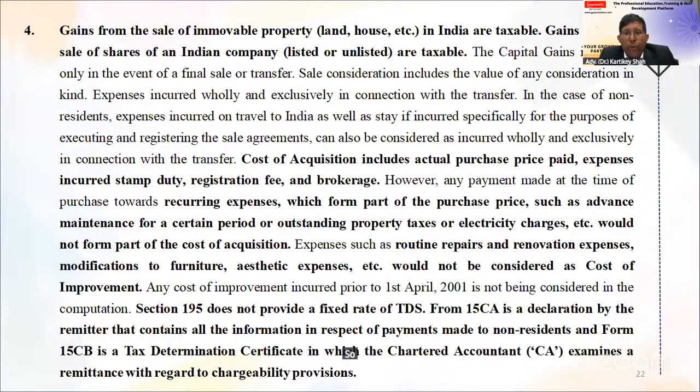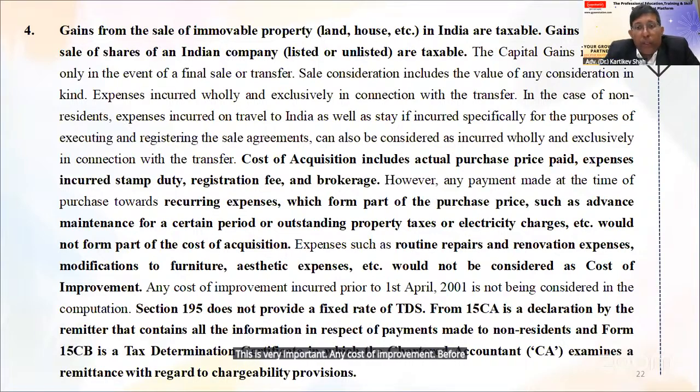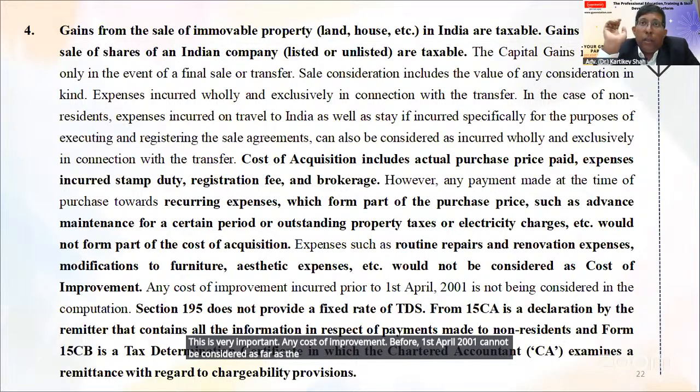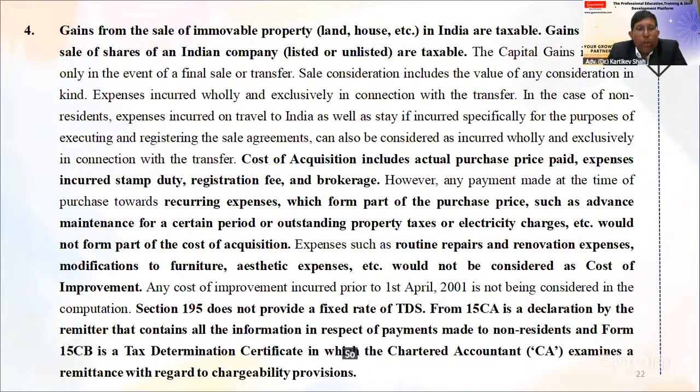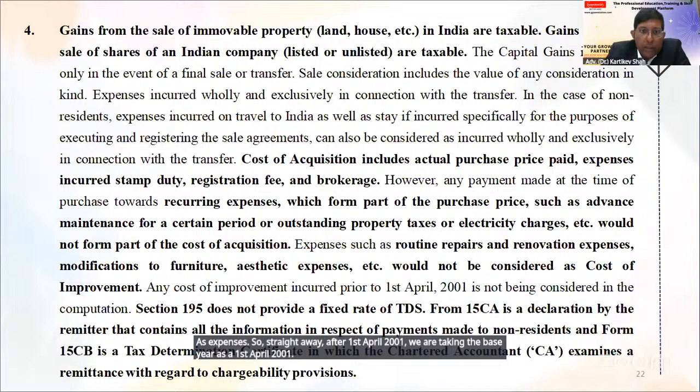Any ordinary routine repairs and renovation expense cannot be allowed. This is very important. Any cost of improvement before 1st April 2001 cannot be considered as far as the deduction of cost or expenses from the sale is concerned. So any cost of improvement before 1st April 2001 cannot be considered as expenses. So straight away after 1st April 2001, we are taking the base year as 1st April 2001. So that's why.